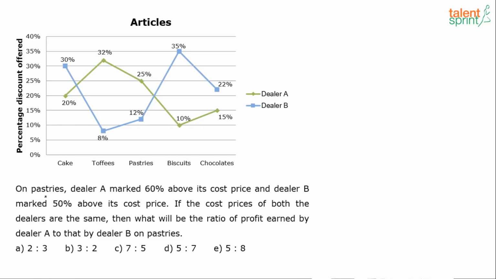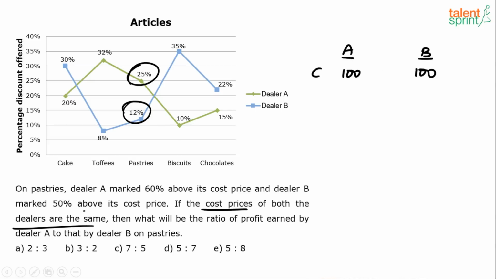Here we go. On pastries, dealer A marked 60% above its cost price and dealer B marked 50% above its cost price. If the cost price of both the dealers is the same, then what will be the ratio of profit earned by dealer A to that of dealer B on pastries? Simple. We are talking about pastries. Dealer A gave 25% discount, dealer B gave 12% discount, right? So A versus B, let's do the calculation. Cost price, 100, 100, he has mentioned here. Cost prices of both the dealers are the same.